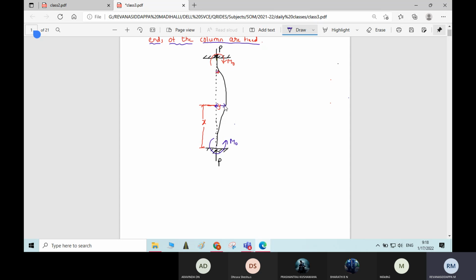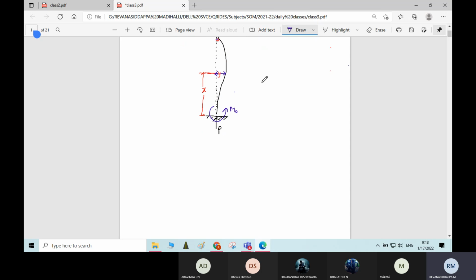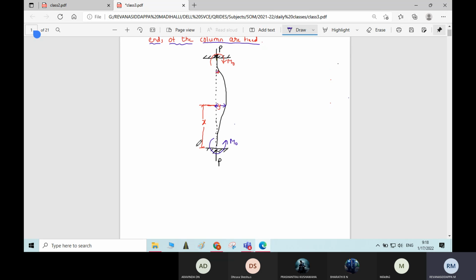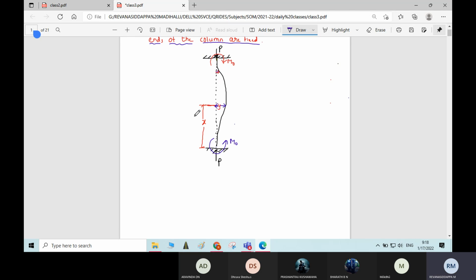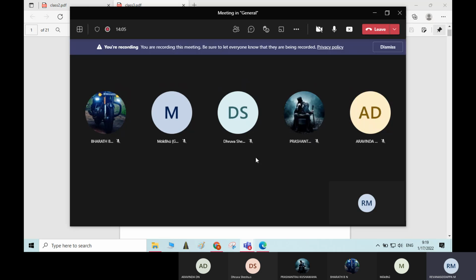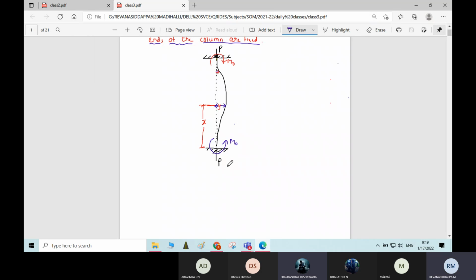This we have done in the previous derivation. The same thing we have assumed in the previous two derivations. For all derivations it is the same. We need to assume a section at distance x and we need to assume the corresponding displacement at distance x as y. Is that clear for you all students up to here? Is it clear? Bharat? Yes. Okay.